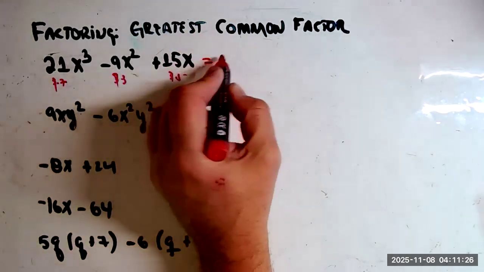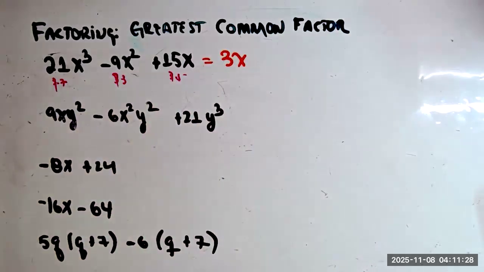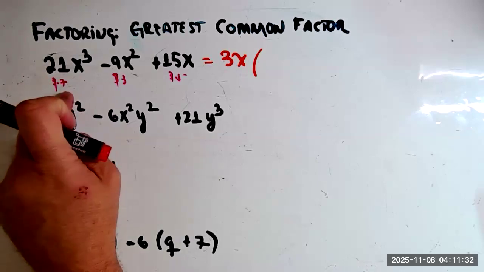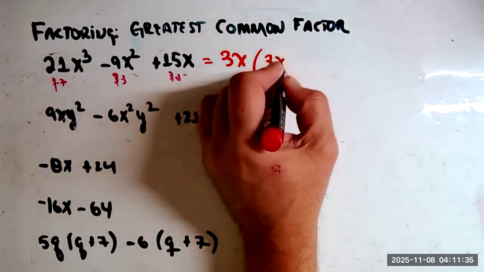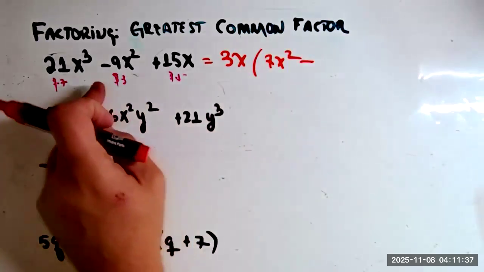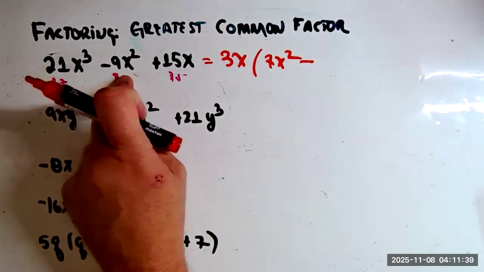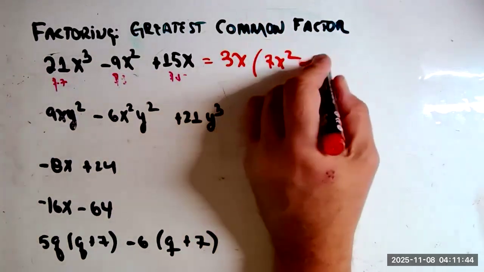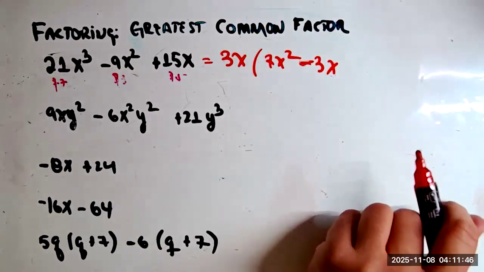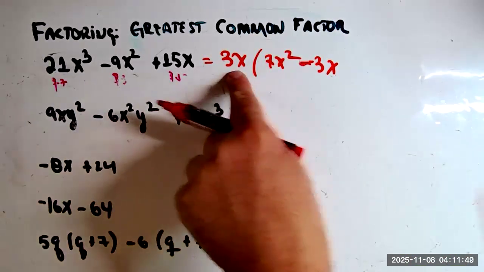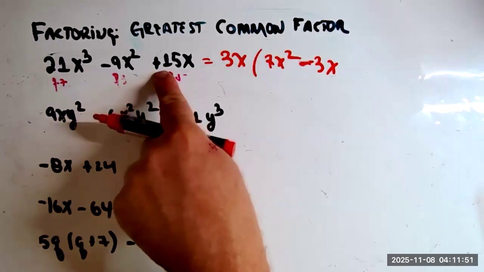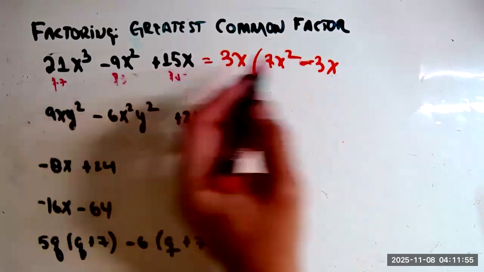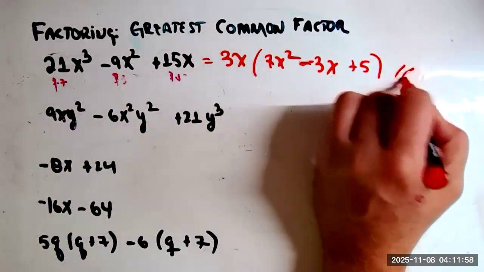So let's see what we have. If we factor out the 3x, we leave 7x squared minus. We are factoring out 3x from 9x squared, so 9 divided by 3, that will be 3, x to the 1. If I factor out the 3 on the 15, that'll be 5. The x on the x will be 1, so it'll be plus 5.